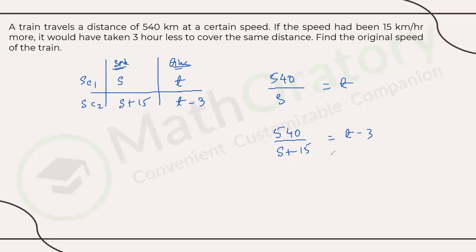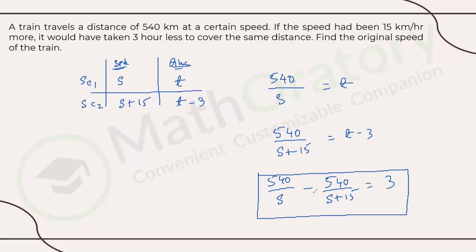Now just take a difference between these two equations and you get 540 by s minus 540 by s plus 15 is equal to 3. T minus t minus 3, that is t minus t plus 3. So that is this. And now you use quadratic and stuff to figure this out.